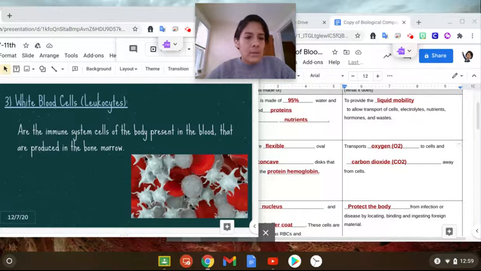Next, we're going to move to the white blood cells, also known as leukocytes. These are the immune system cells of the body that are present in the blood. These cells are also produced in the bone marrow, and your bones have veins and arteries that go into the innermost part of the bones, and that's how the red and white blood cells are then transferred from being made in the bone to the blood.